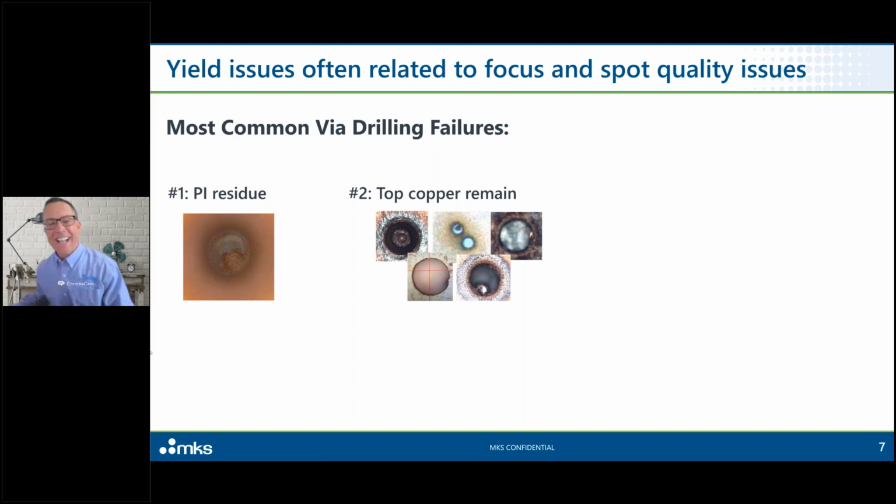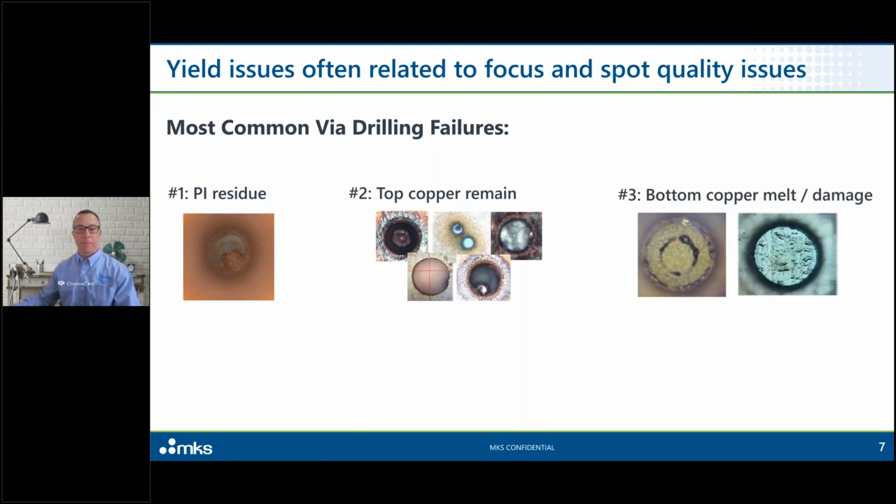Then the third would be bottom copper damage. So this would be you're processing maybe with too much energy, and you're actually damaging that bottom copper layer. All three of these failure modes are really directly affected by the spot quality and our ability to accurately focus the beam. And by automating and improving on the focus calibration and spot quality, we're able to greatly reduce the causes of these yield failures.